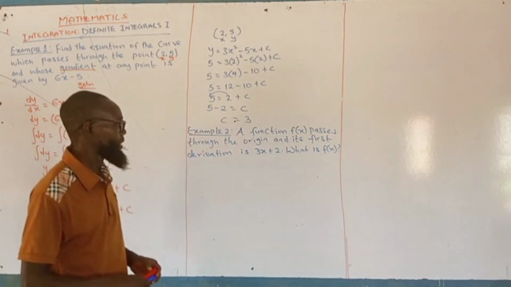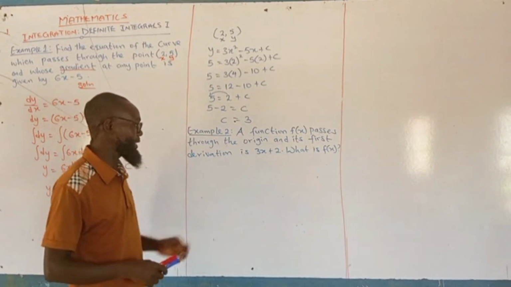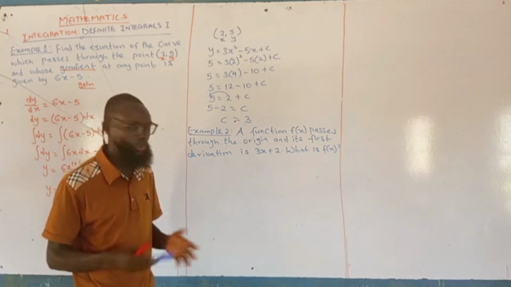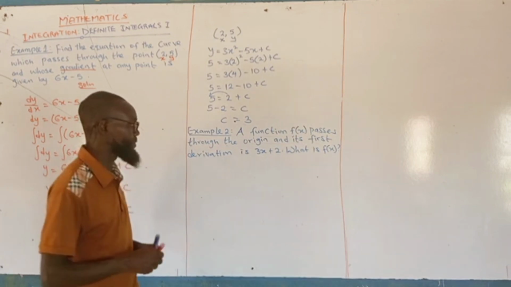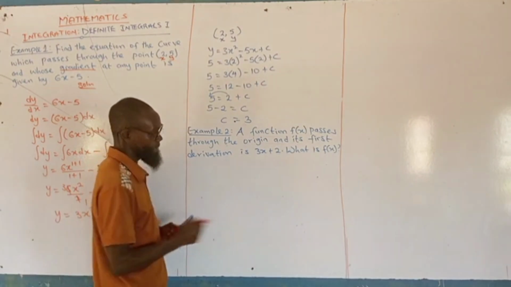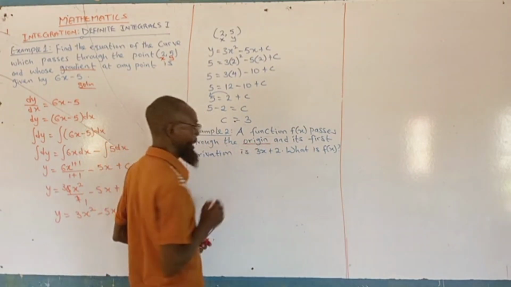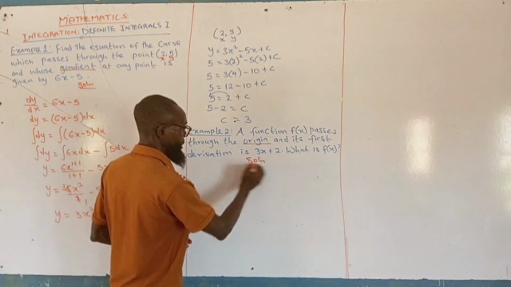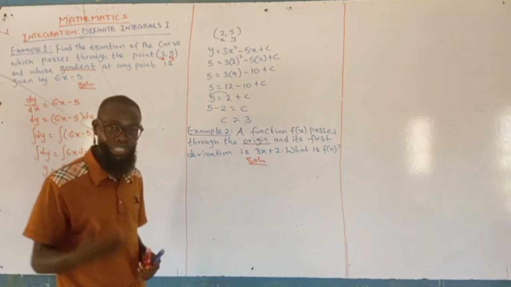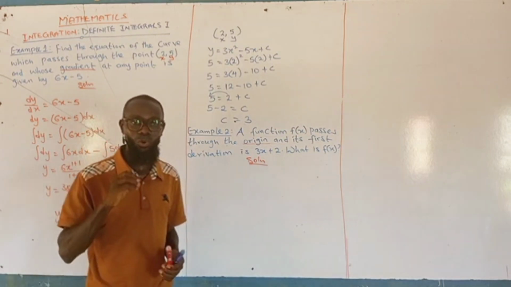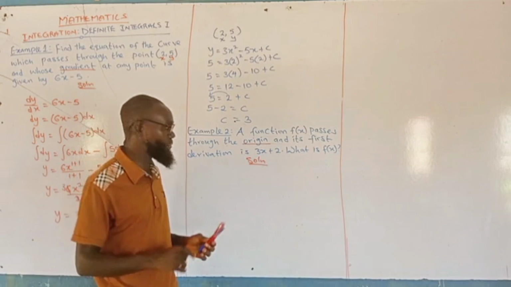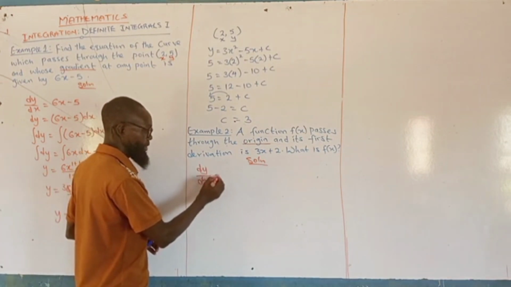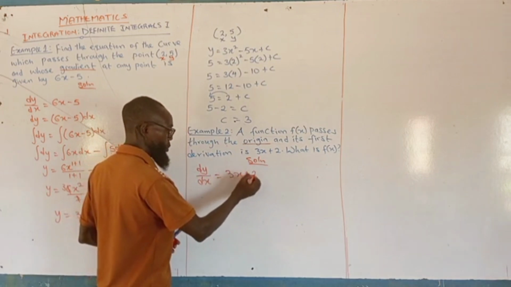Example 2. A function f of x passes through the origin and its first derivative is 3x plus 2. What is f of x? This function f of x passes through the origin. Let's take note of that word origin. And its first derivative is 3x plus 2, meaning it has undergone differentiation to give 3x plus 2. That is, dy/dx equals 3x plus 2.